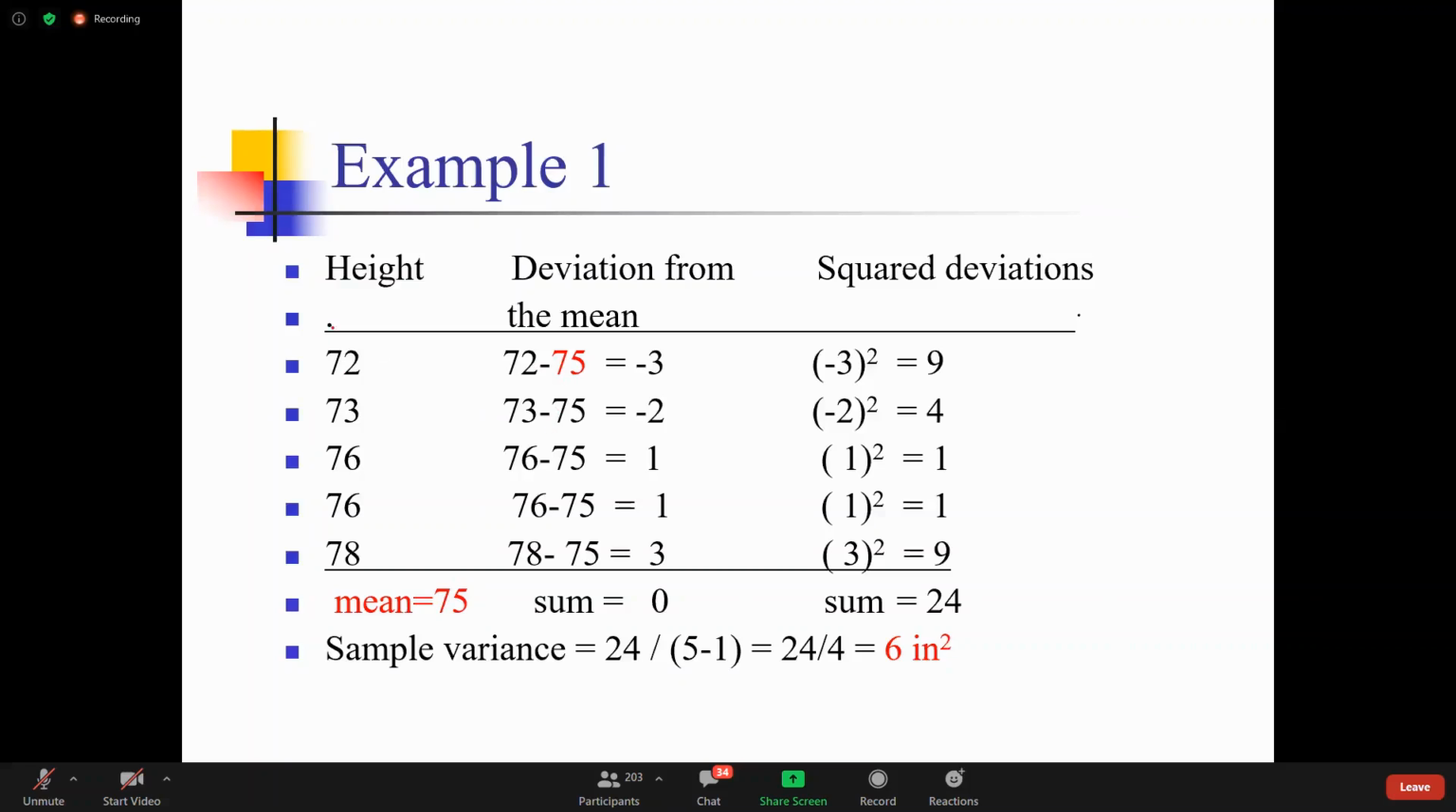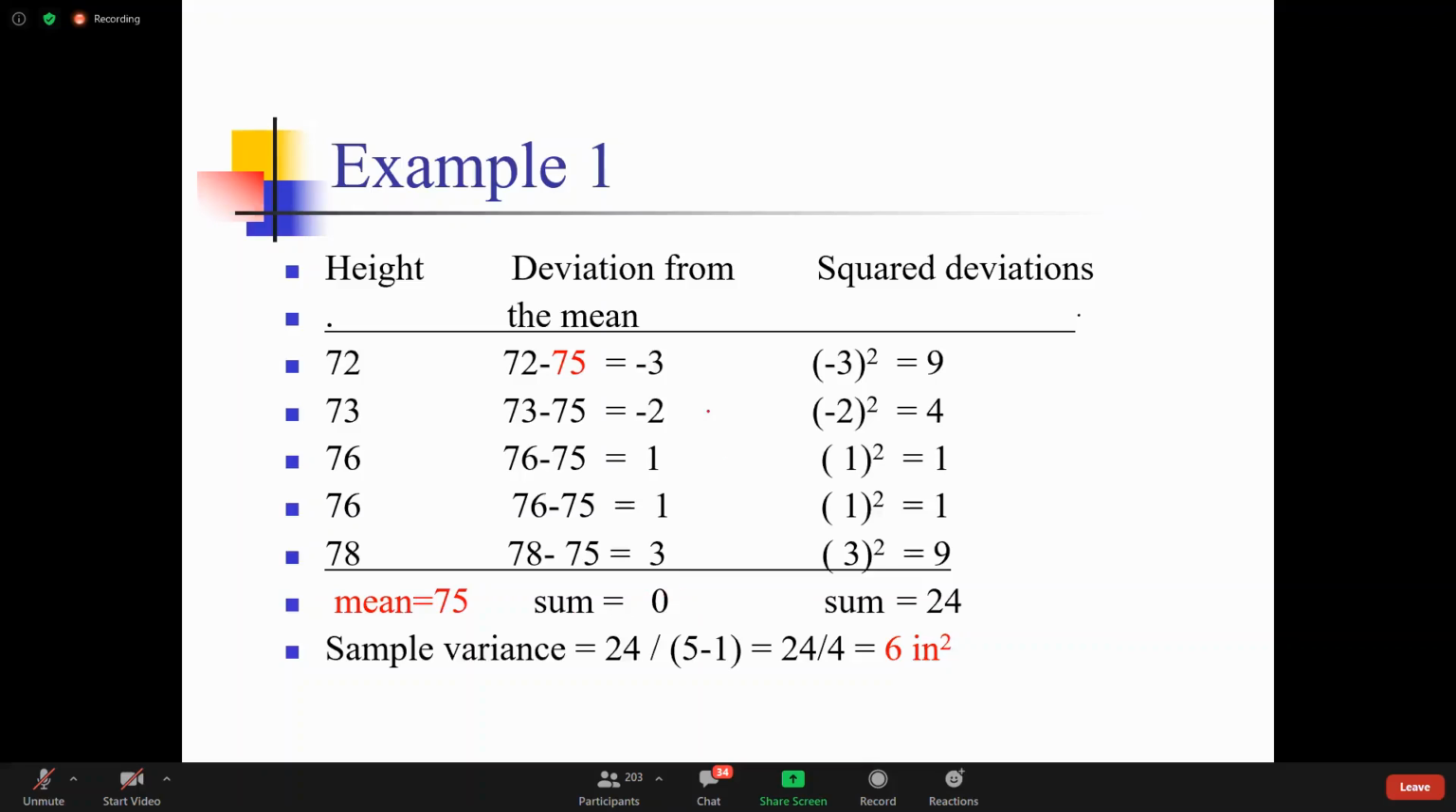We take every value, take the deviation from the mean. 72 minus 75 equals minus 3. And then this one, and this one, and this one, all of them. Now, when we add these deviations, they must be 0. So if you're calculating the variance and the sum of deviations is not 0, you have to remember that you are making something wrong. Something is not correct about your calculation. So if this is 0, you say, okay, great.